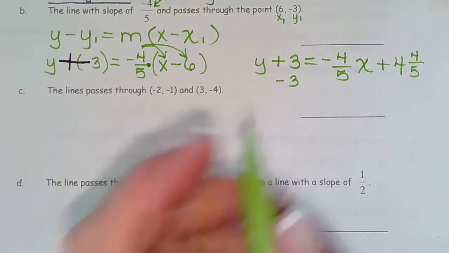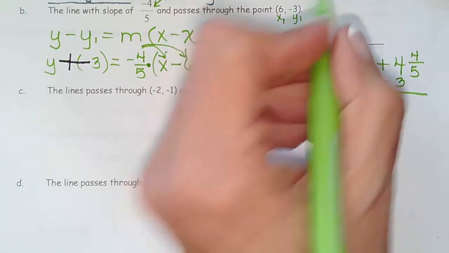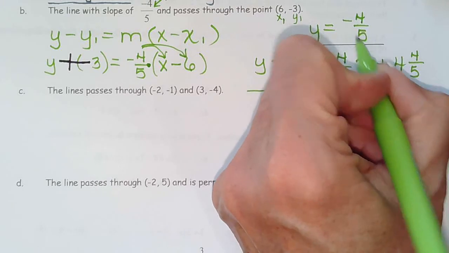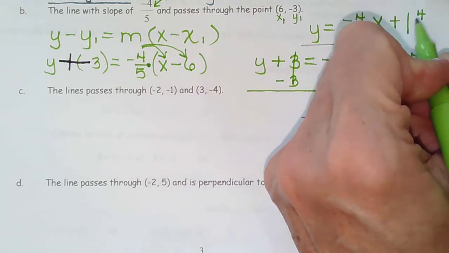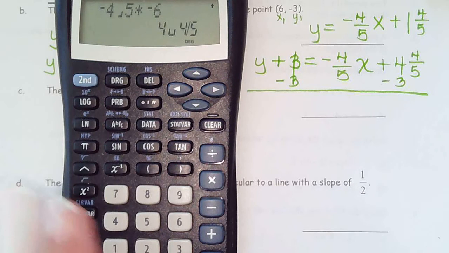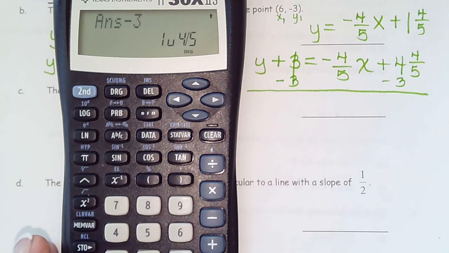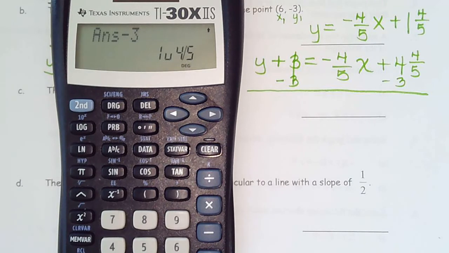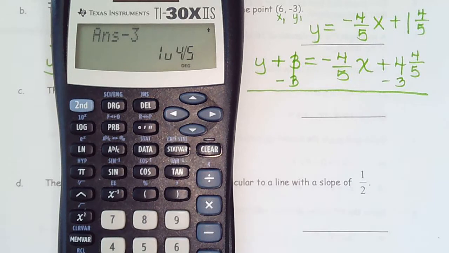So subtract 3 from the left, subtract 3 from the right, and we get y equals -4/5 x. 4 4/5 minus 3 is positive 1 4/5. Or if you prefer to use the calculator, which you probably don't need, but 4 4/5 minus 3 equals 1 4/5. Just what we wrote. And your calculator may default to improper, so if you have -4/5 x plus 9/5, that would be fine too.